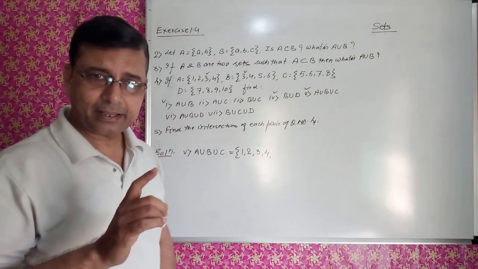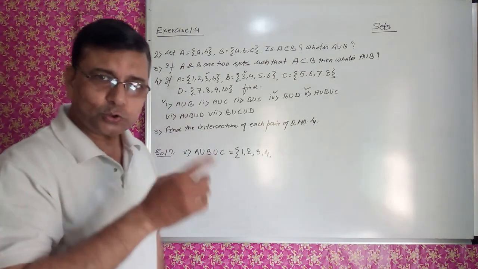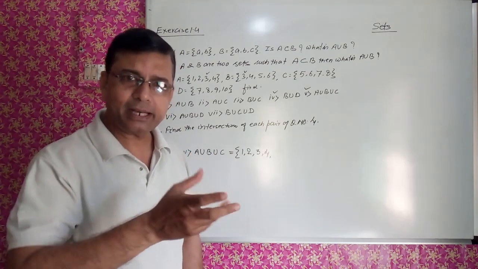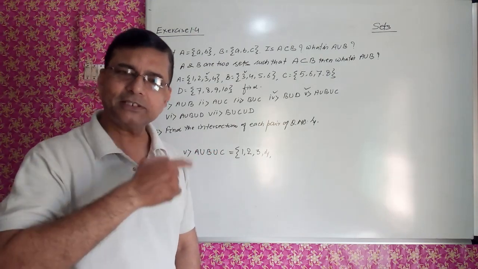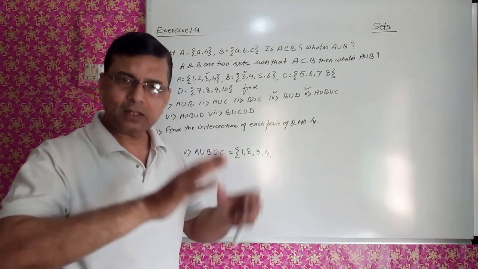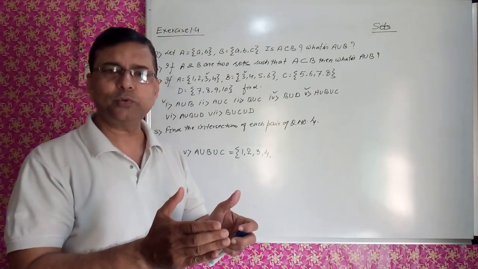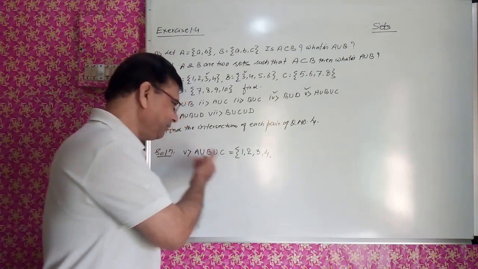Definition should be clear. A union B union C. Those elements which are common in any two will be written only once. Or if it is common in all three, then also it will be written only once. All the elements of A, B and C should be in A union B union C.